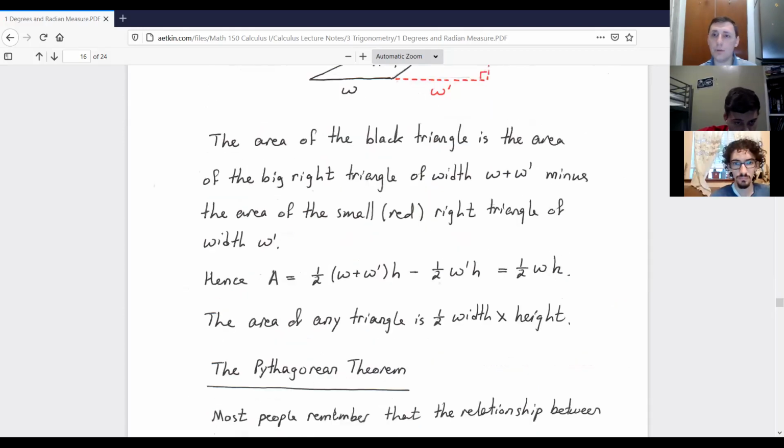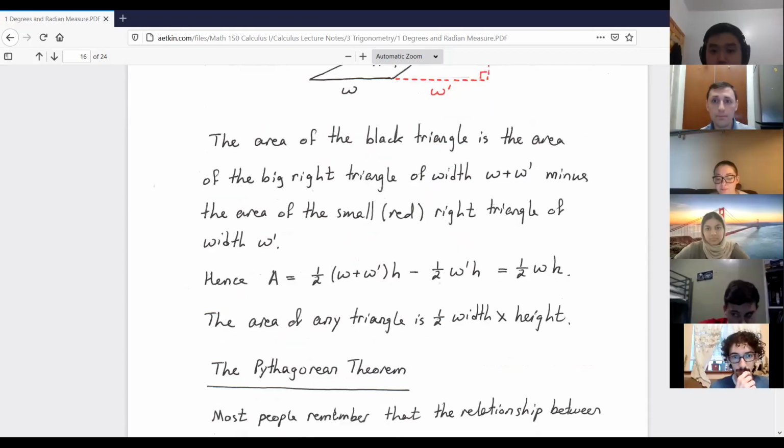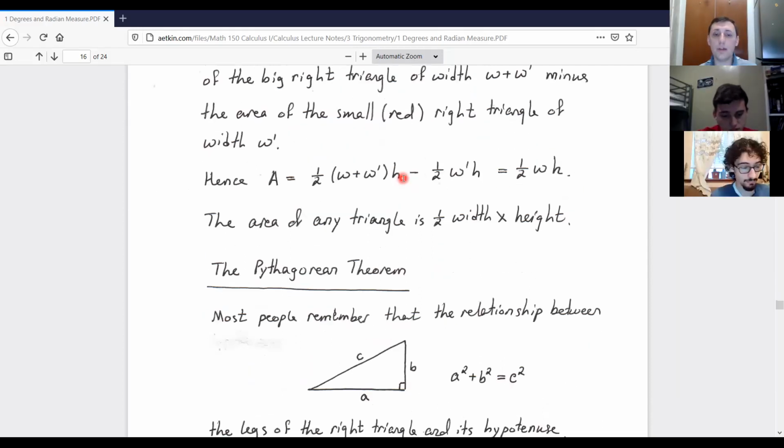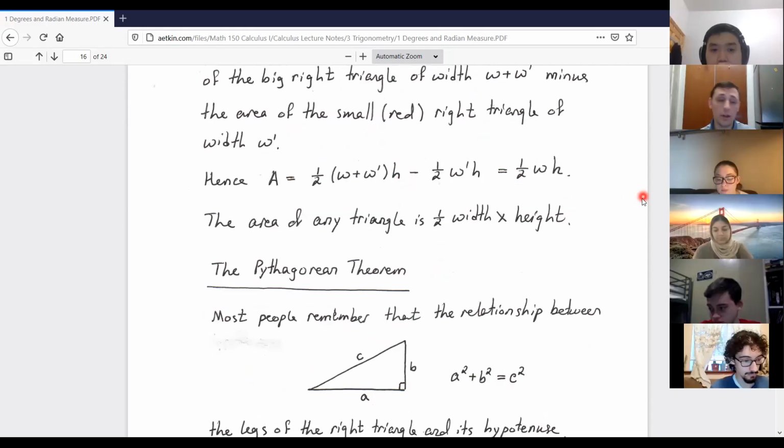Now, guys, we come to the Pythagorean Theorem. Yes, I'll be happy to, Robert. Pythagorean Theorem, guys. All of you have heard of the Pythagorean Theorem, correct?